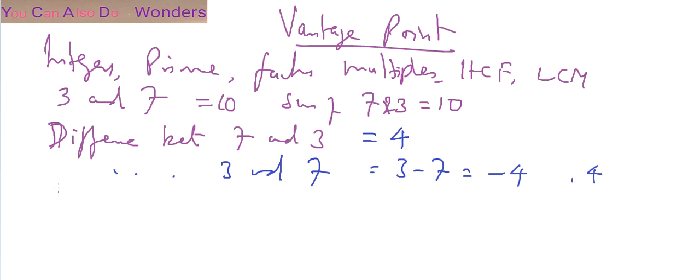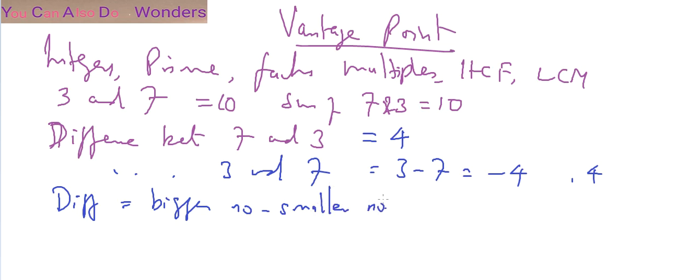You should know the difference of any two numbers is always positive. So how do you get a positive number? To find a difference, you should always subtract the smaller number from the bigger number. Remember this: difference is equal to bigger number minus smaller number. Then only we'll always get a positive number. The bigger number out of 3 and 7 is 7, so 7 minus 3 is 4. Whether the difference between 7 and 3 or 3 and 7, it is 4. Difference is always positive. I want to make it clear to you.